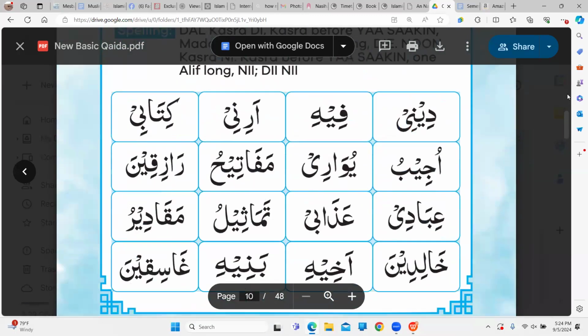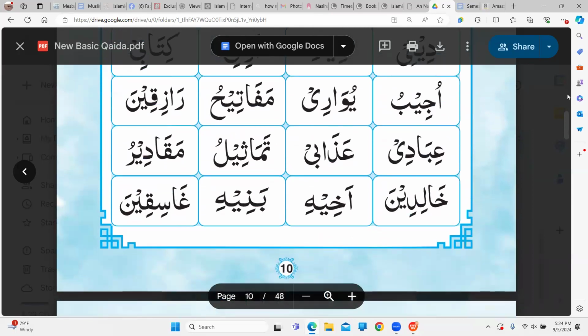Here we said that when we are teaching kasra before ya sakin, then we ask the children how many qawaid, how many rules. Why? Because we want children to now count the rules, count the qawaid in every word.